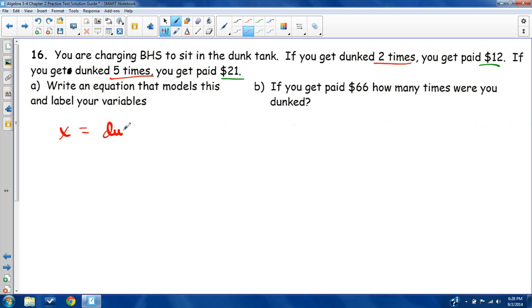dunks. Like dunk tank dunks by number of times. Like total number of dunks. And your y represents dollars paid, money paid in dollars.